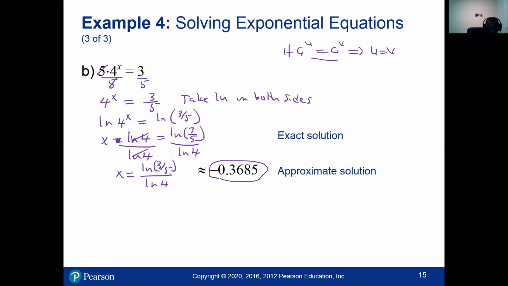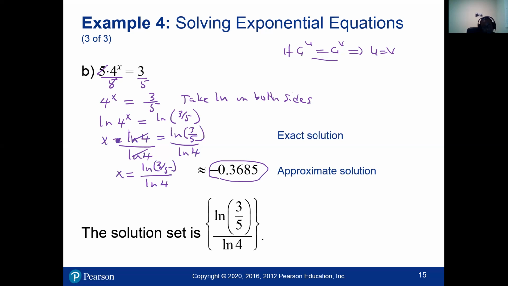Now, what's the solution set? It's going to be the exact. This is the exact solution. What we have there is an exact solution. All right, so that is it.